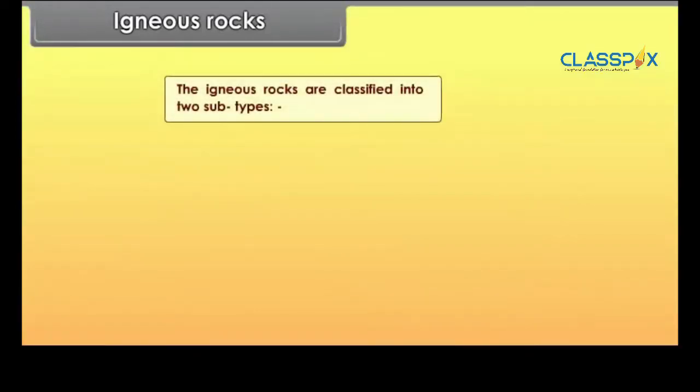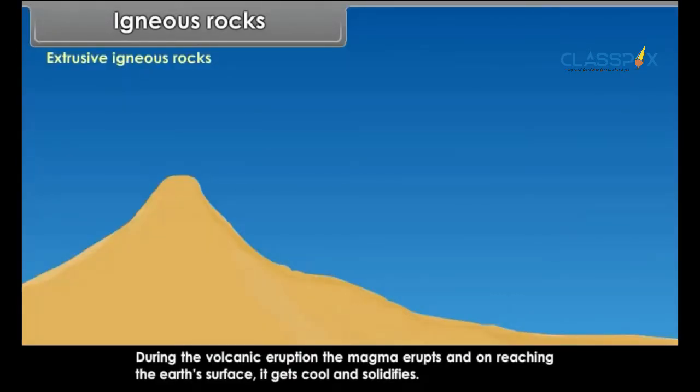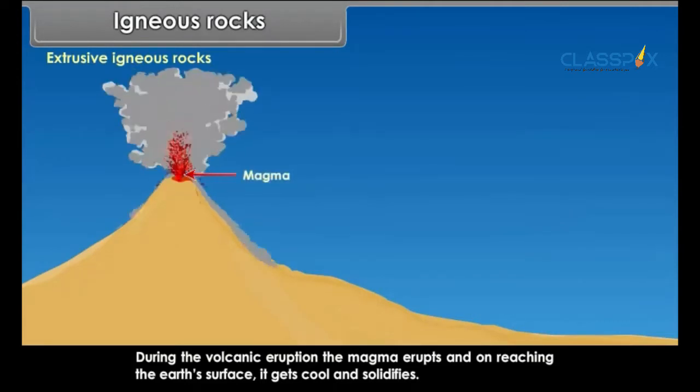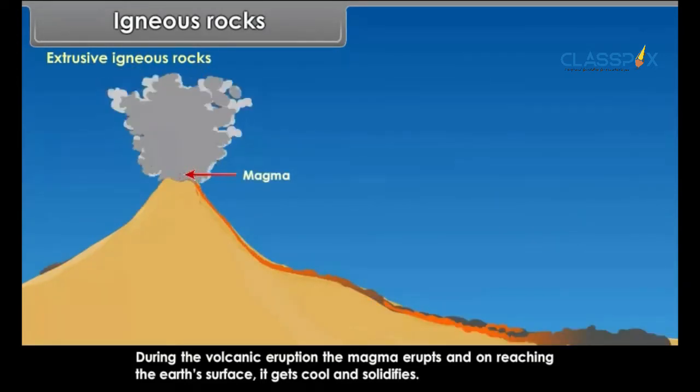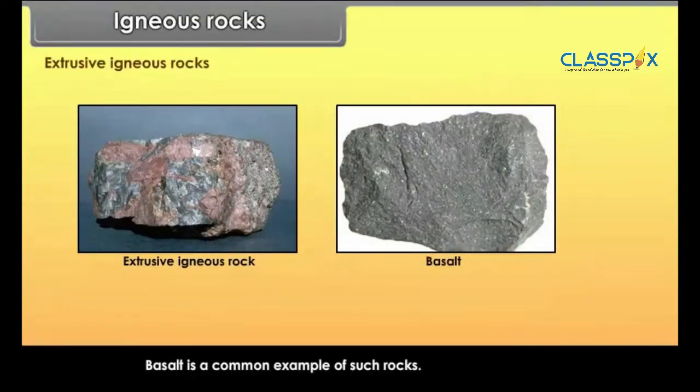The igneous rocks are classified into two subtypes: extrusive igneous rocks and intrusive igneous rocks. Extrusive igneous rocks. During a volcanic eruption, the magma erupts and on reaching the Earth's surface, it cools and solidifies. Rocks formed due to solidification on the Earth's surface are known as extrusive igneous rocks or volcanic rocks. Basalt is a common example of such rocks.